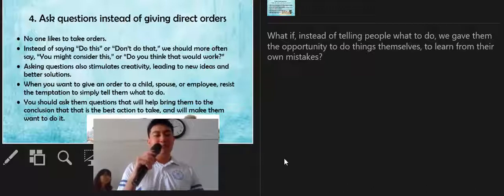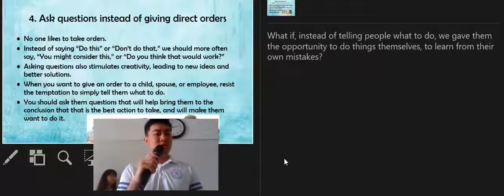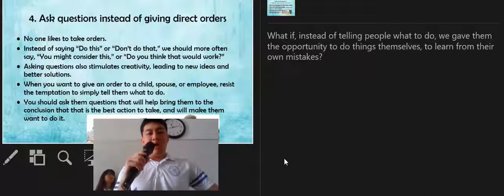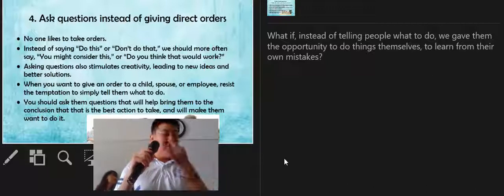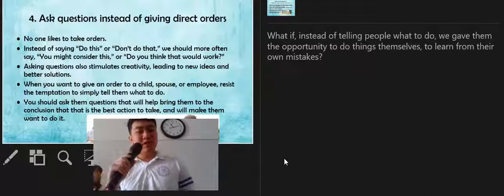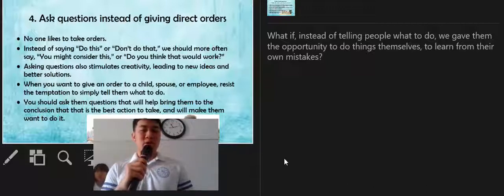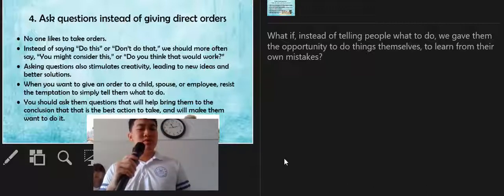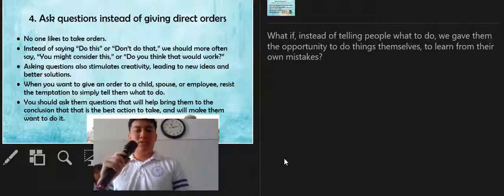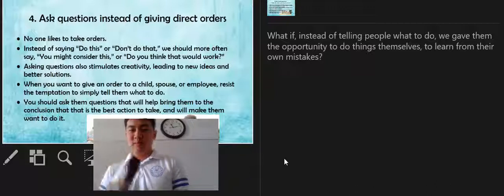When you want to give an order to a child or employee, resist the temptation to simply tell them what to do. You should ask them questions that will help bring them to the conclusion that is the best action to take and will make them want to do it.